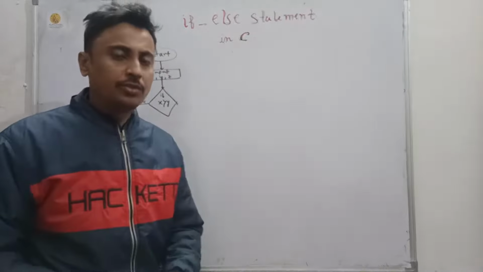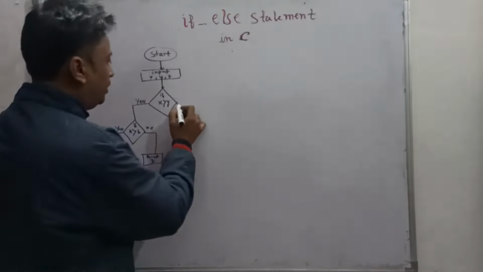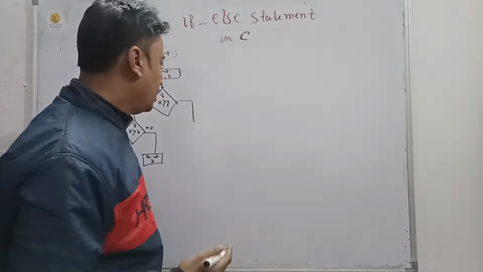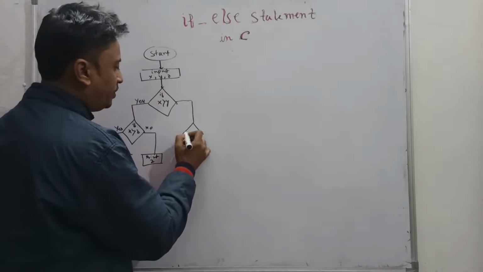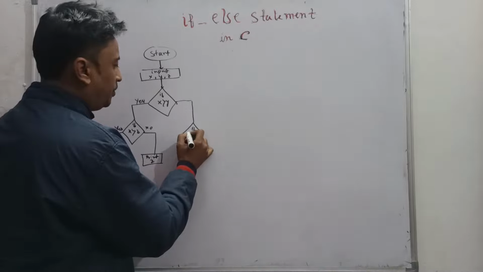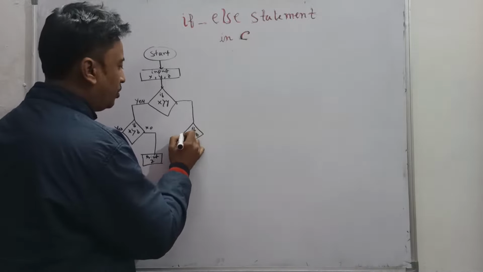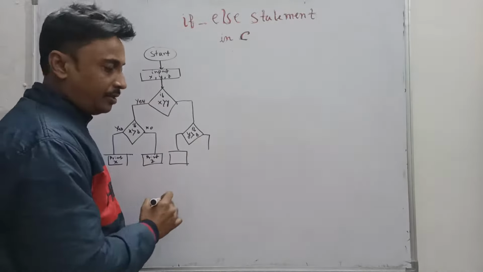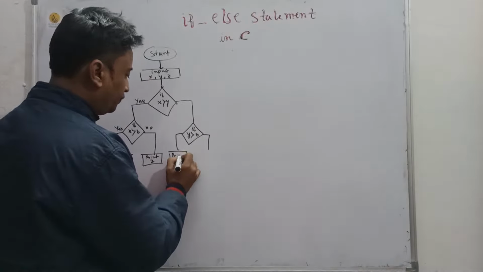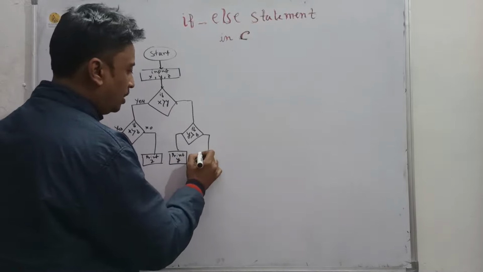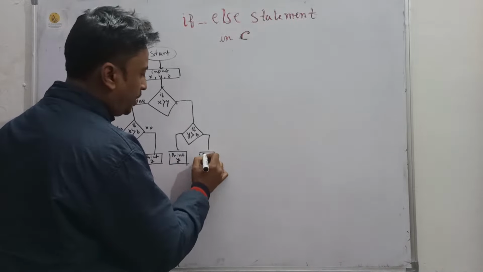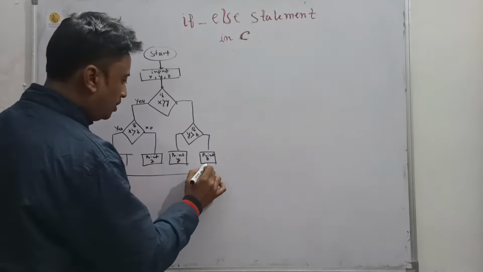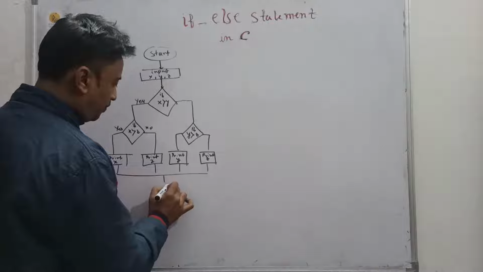If x is not greater than y, then y is greater than x, right? Then you try y with z, and check if y is greater than z or not. If y is greater than z, then you print y, otherwise you print z. Finally, stop.